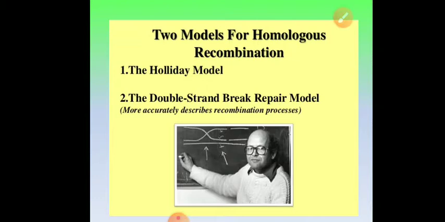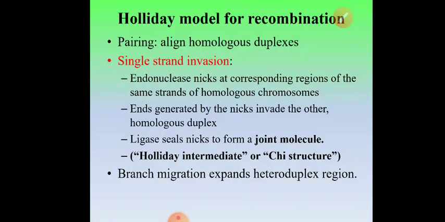What are the general types of recombination? Number one, homologous recombination. Number two, non-homologous or illegitimate recombination. Number three, site-specific recombination. And number four, replicative recombination. Now, in detail we are going to study homologous recombination. How does it take place? By the Holliday model or by the double strand break repair model, we can explain it. Let us discuss the Holliday model of recombination.